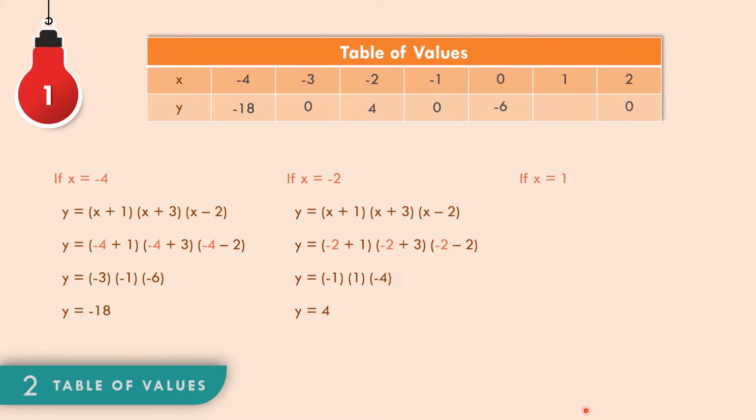How about if x is equal to 1? Let us replace all the values in the given equation. So that becomes 1 plus 1, 1 plus 3, and then 1 minus 2. 1 plus 1 is 2, 1 plus 3 is equal to 4, 1 minus 2 is negative 1. So the value of y is equal to negative 8.